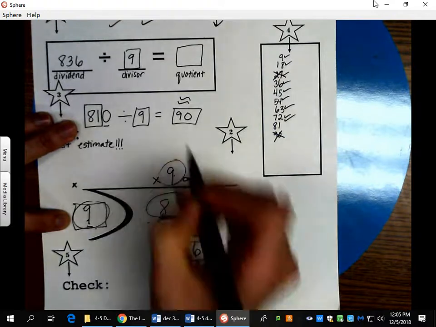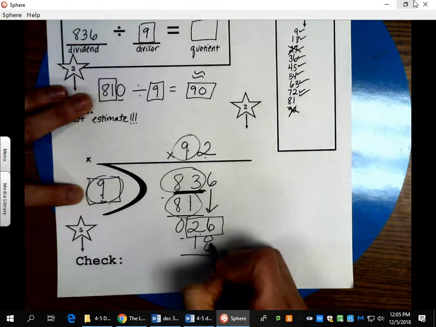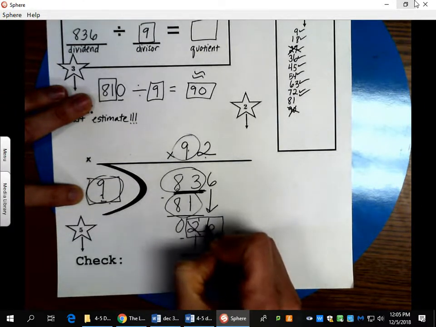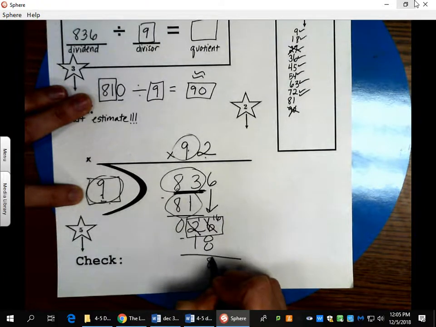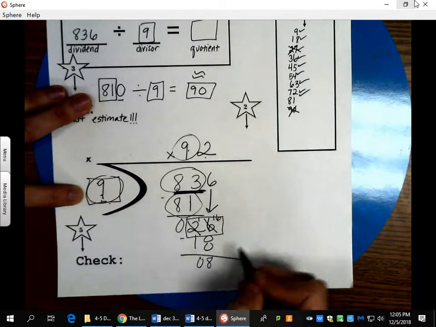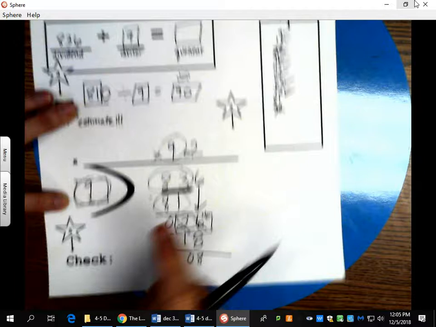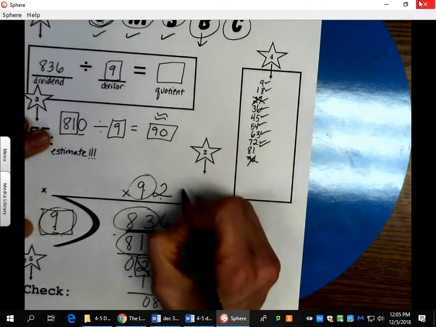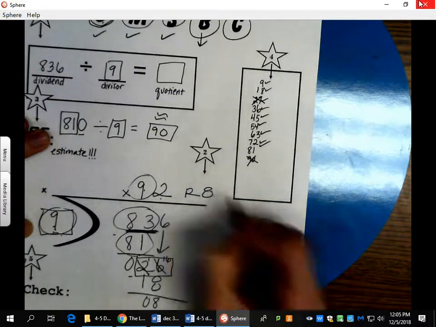Now my subtraction step. 6 minus 8, I can't do. Move on the floor. Go next door and take some more. 2 becomes a 1, and now this is a 16. 16 minus 8 is 8. 1 minus 1 is 0. Now my bring down step. I can't bring anything else down, and now check. Can I keep going? 9 goes into 8? No, I can't. Okay? So I think my answer is 92 with a remainder of 8.